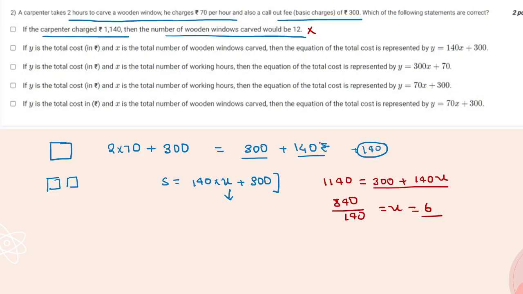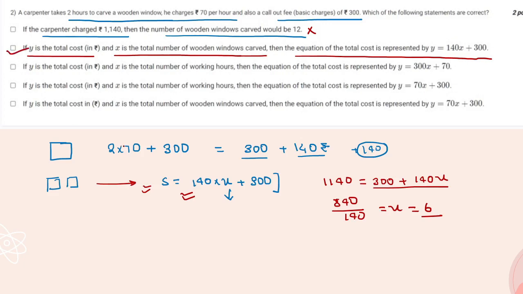Moving to the second option, it states if y is the total cost and x is the total number of wooden windows carved, then the equation of total cost is represented by 140x plus 300. This particular statement is correct because we have understood this equation by taking this example. The third option says if y is the total cost and x is the total number of working hours.